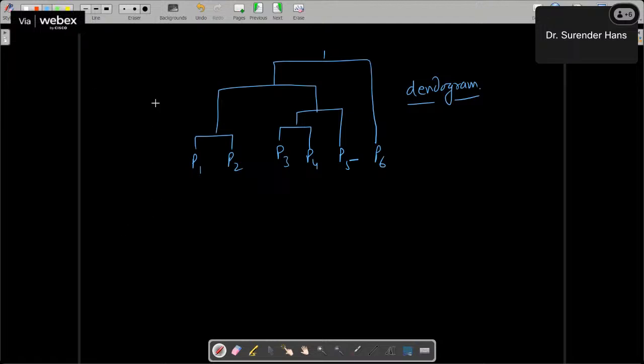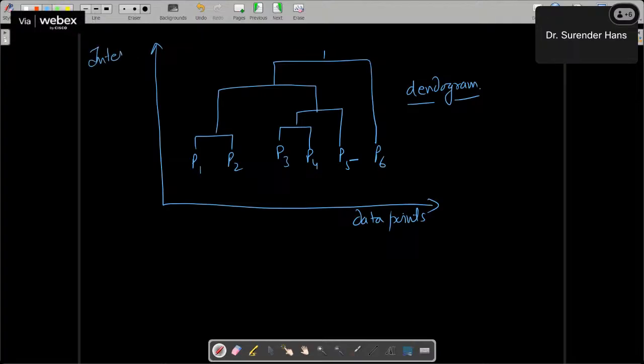Clear? So now here this x-axis, that is the data points, number of the data points. So here in our example, 6 data points are there. So P1, P2, P3, P4, P5, P6, and that y-axis, that is the inter-cluster distance.